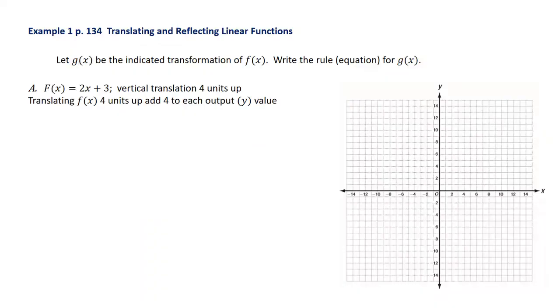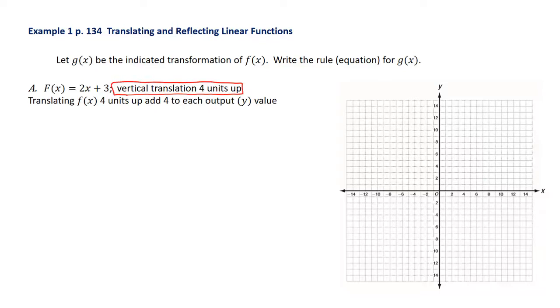Okay, so let's give one a try here. So we're going to translate. It says, let g of x be the indicated transformation of f of x, and write the rule for g of x. So our ultimate goal is to be able to write g of x equals something. That will be our new line. So first of all, we're going to take our f of x, which is 2x plus 3, and we're going to do a vertical translation 4 units up.